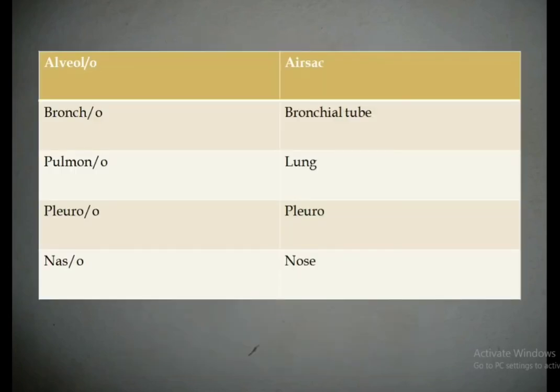We'll see about the medical terminology of the respiratory system. Alveoli is nothing but air sac. Broncho means bronchial tube. Pulmo means lung, so for lung we call it pulmono in medical terminology. Pleuro. For nose we call it naso. These are some prefixes which are used in the medical coding job in order to understand medical coding. Next we will see about the pathology of the respiratory system.